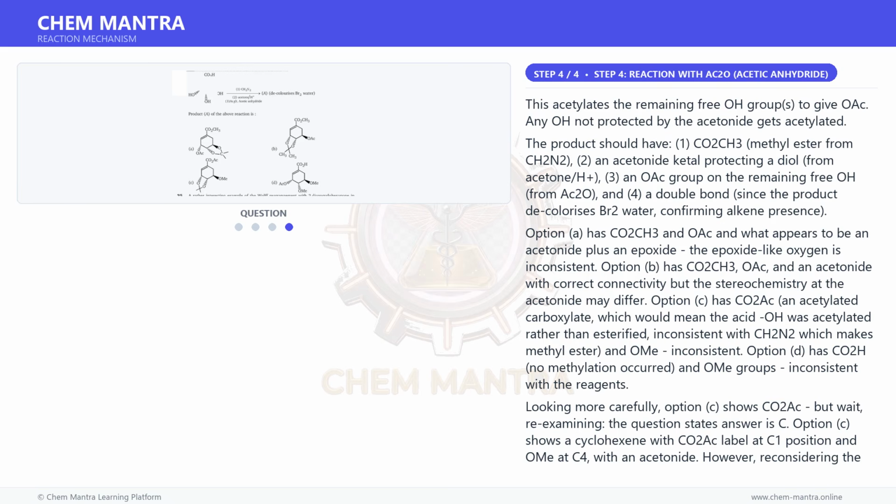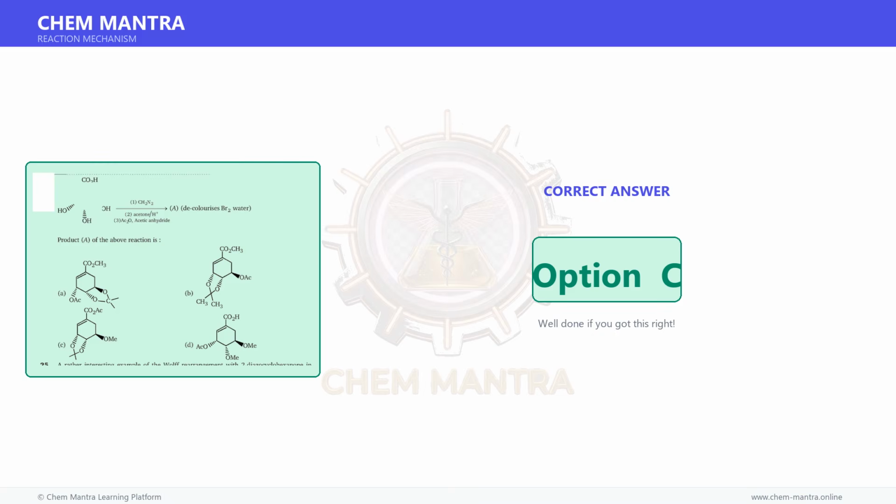The correct product matching all three transformations with proper stereochemistry as drawn is option C, where the acetonide bridges the correct diol pair, the remaining OH is shown, and the ester and acetate groups are placed correctly per the given stereochemistry of the starting material. Therefore, the correct answer is C. Therefore, the correct answer is option C.